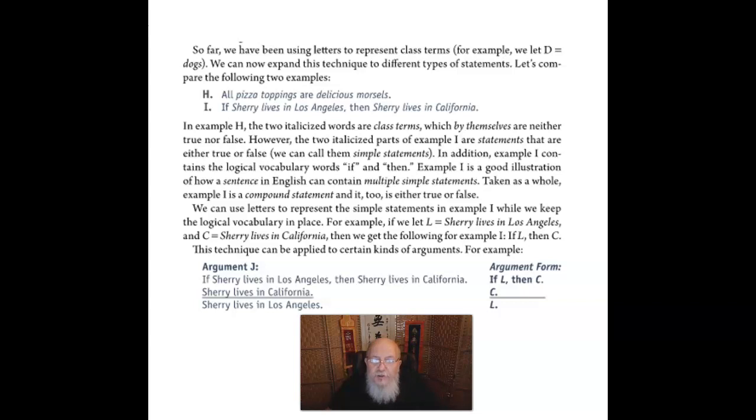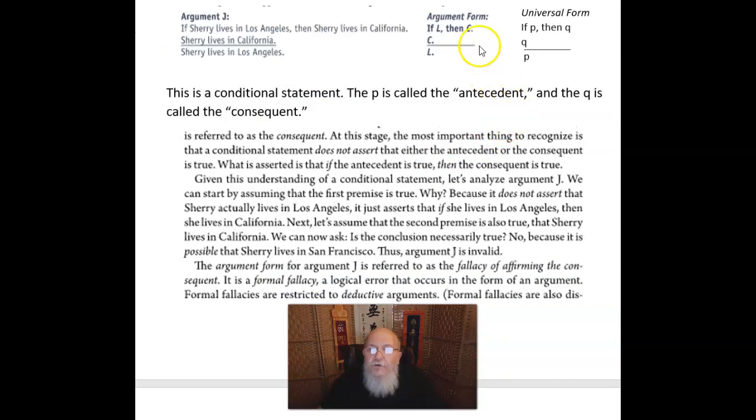For example, in argument J. If Sherry lives in Los Angeles, then Sherry lives in California. Sherry lives in California, therefore Sherry lives in Los Angeles. And here he's made a little dictionary. He's going to let L stand for Sherry lives in Los Angeles, C stand for Sherry lives in California, and so we have if L, then C, C, therefore L. And here, as you can see, in addition to having the argument form, I've given us the universal form of the argument, as we've now learned how to do. If P, then Q, Q, therefore P.